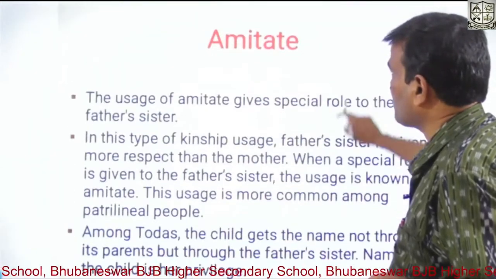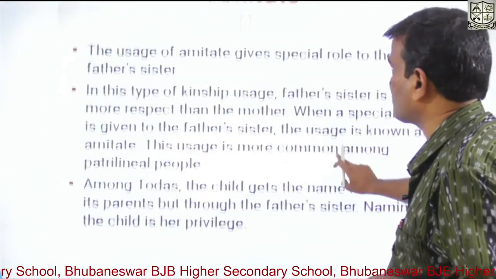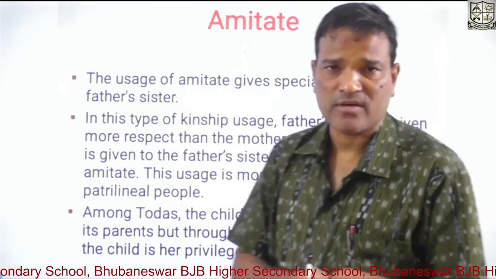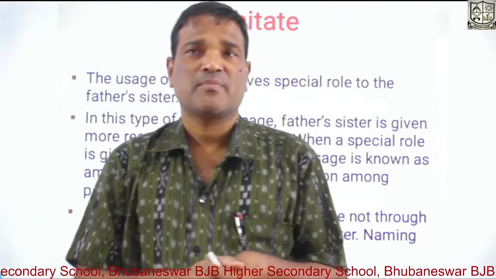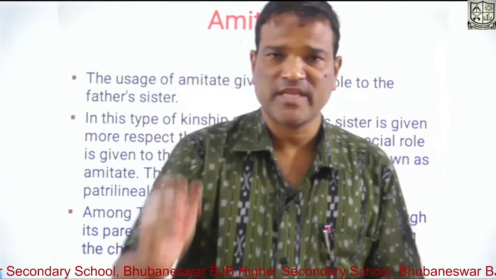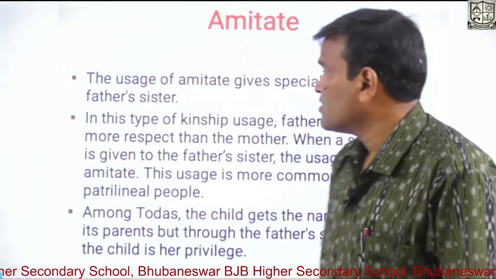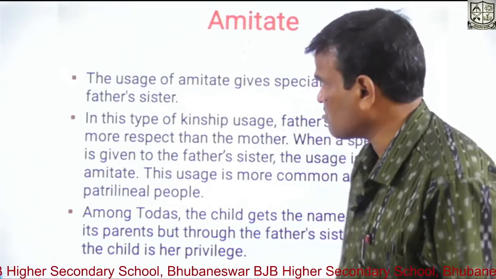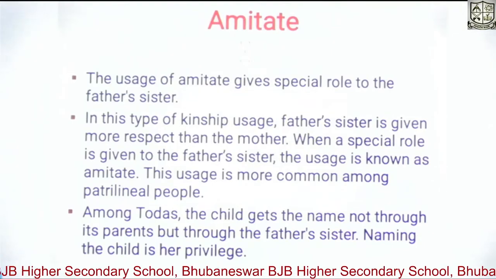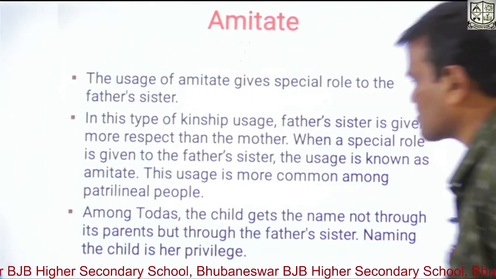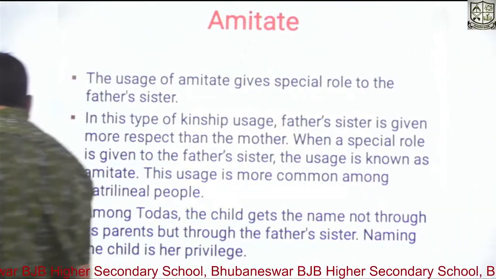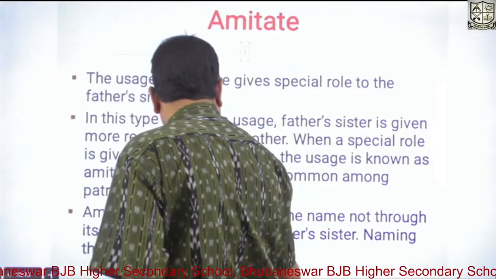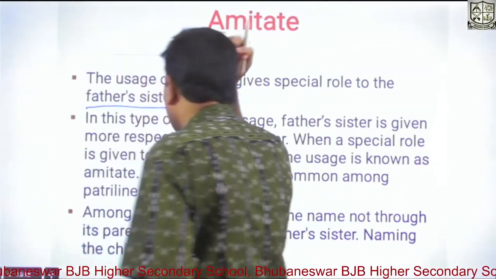Then another form of kinship behavior is amitate. The prominent role of the father's sister. Earlier it was the prominent role of the maternal uncle. So the use of amitate gives a special role to the father's sister. Father's sister has the prominent role in the life of the nephew. So that is called amitate.